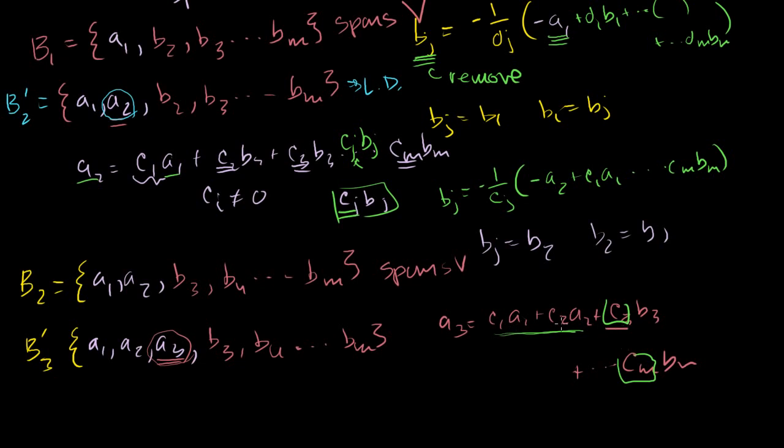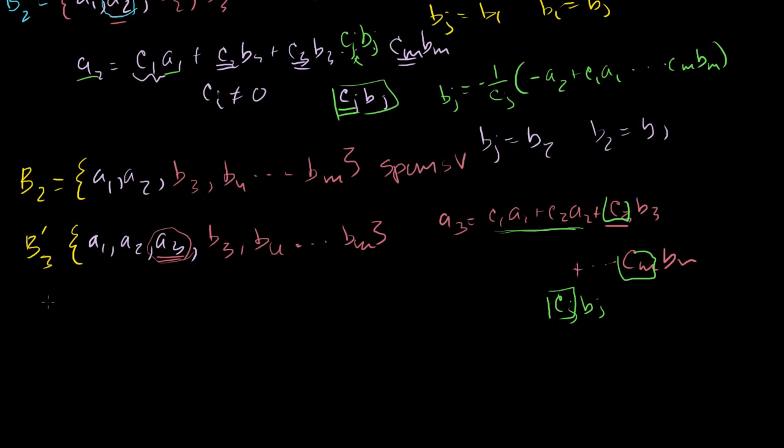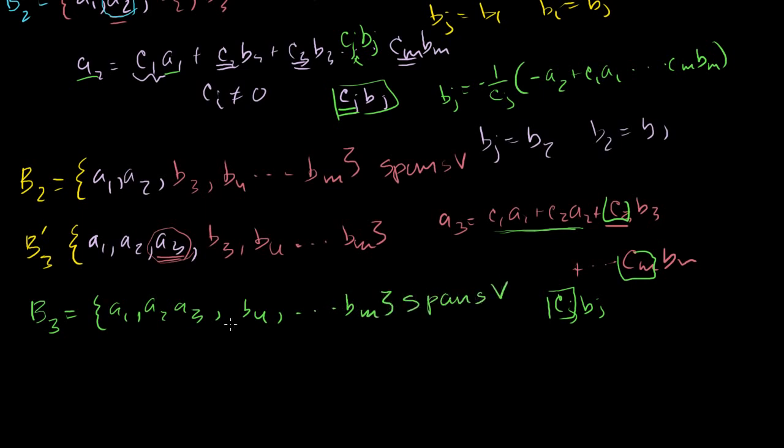So you do the same operation. Let's say that some cj right here is non-zero, then you can solve for that bj. Then I do that little renaming thing where I rename the bj as b3 and remove b3. And I get the set b3 equal to a1, a2, a3, and then I have b4 all the way to bm. And this still spans v. And I keep doing it.